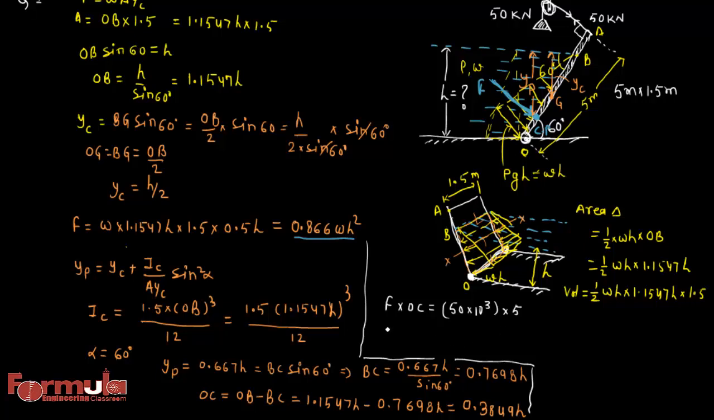Now what is the force? The force we calculated, that is 0.866 WH square, into what is OC? OC we calculated, that is 0.3849 times of H, will be equal to 50 into 10 raised to power 3 into 5.